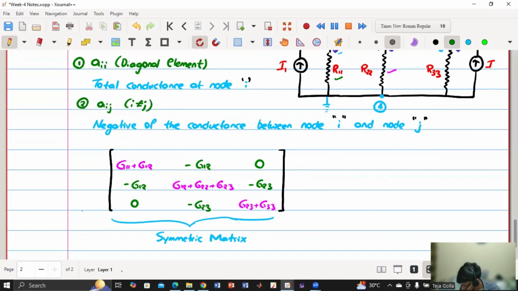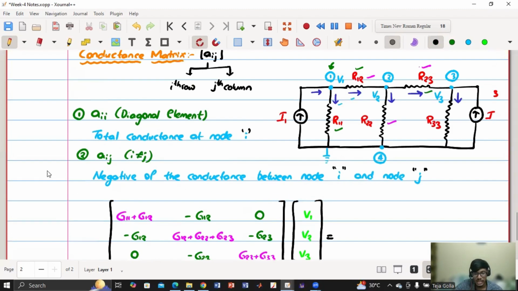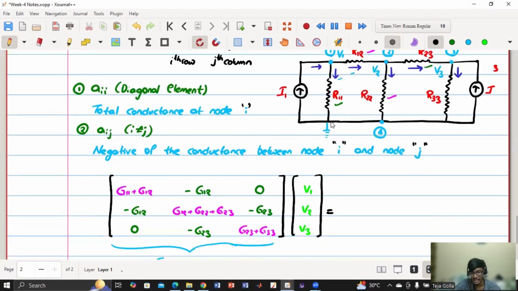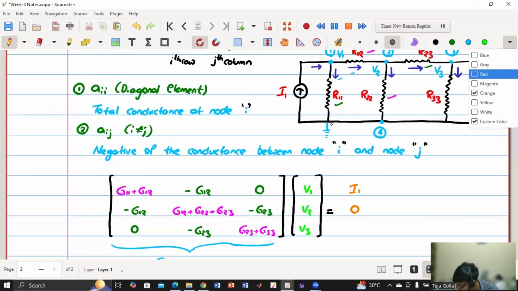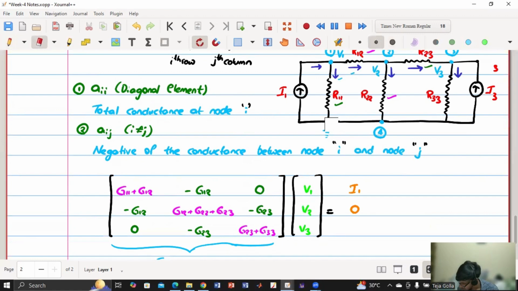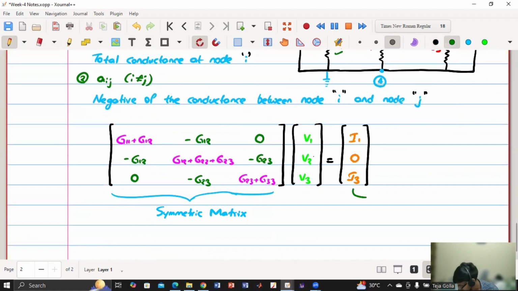Now this, multiplied by the variables V1, V2, V3, is equal to the independent sources, right? How will I write the independent source values? It is the currents entering that node. So what is the current entering the node? The independent source, it is I1. In the case of node 2, it is 0. In the case of node 3, it is I3. So that's how we use the shortcut to get this equation. So this is the currents entering the node.